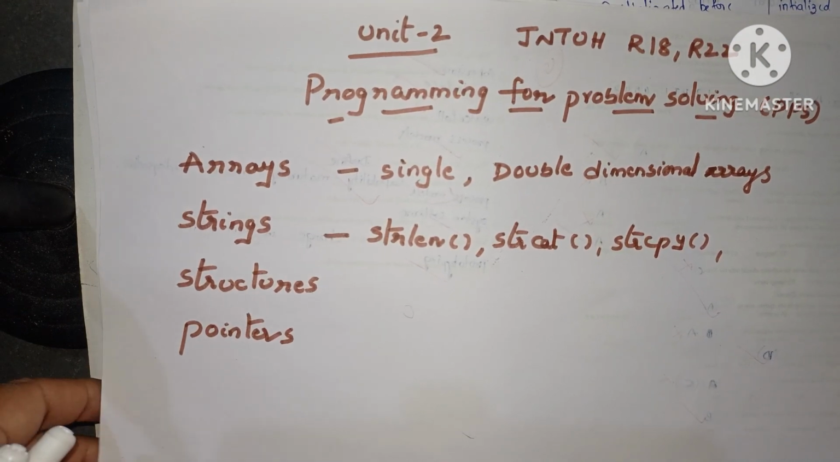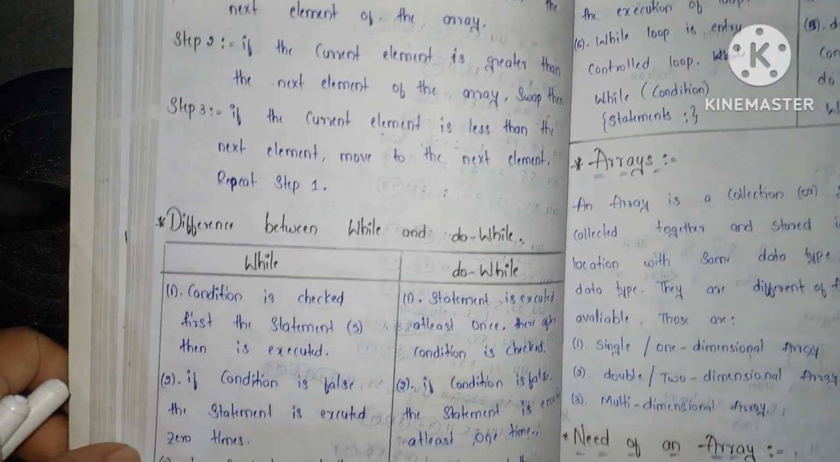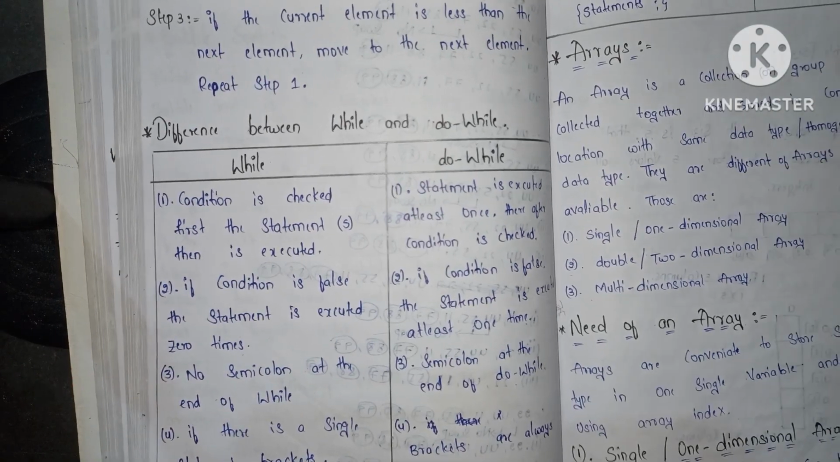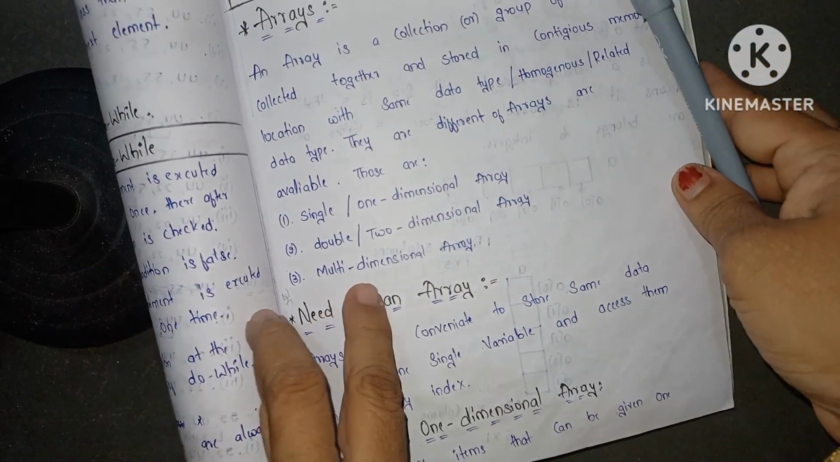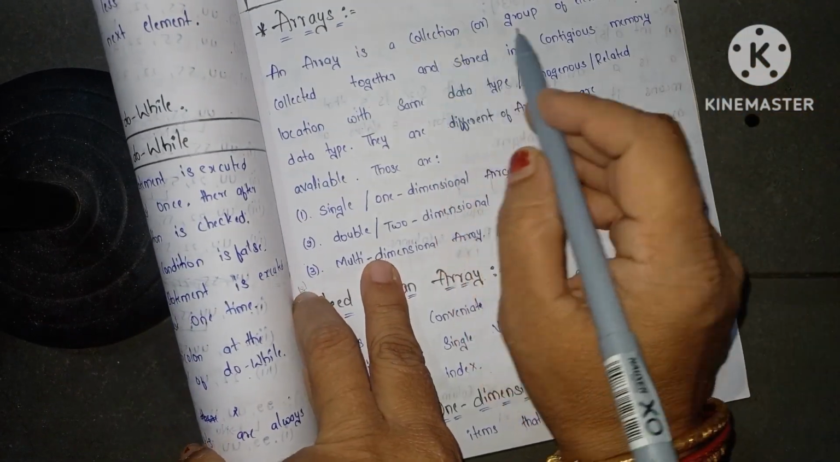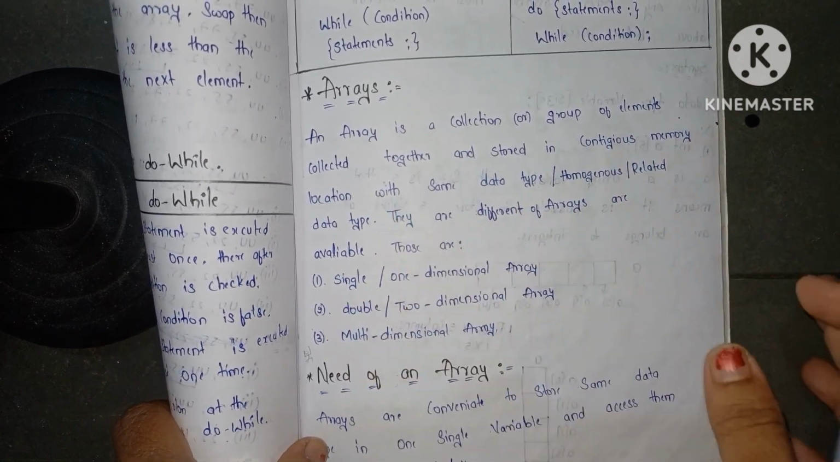First, I will explain arrays. In arrays, what is an array? I already kept one video in my previous video; the same video I will put in this video also. Then we go for what an array is. An array is a collection of a group of elements collected together.